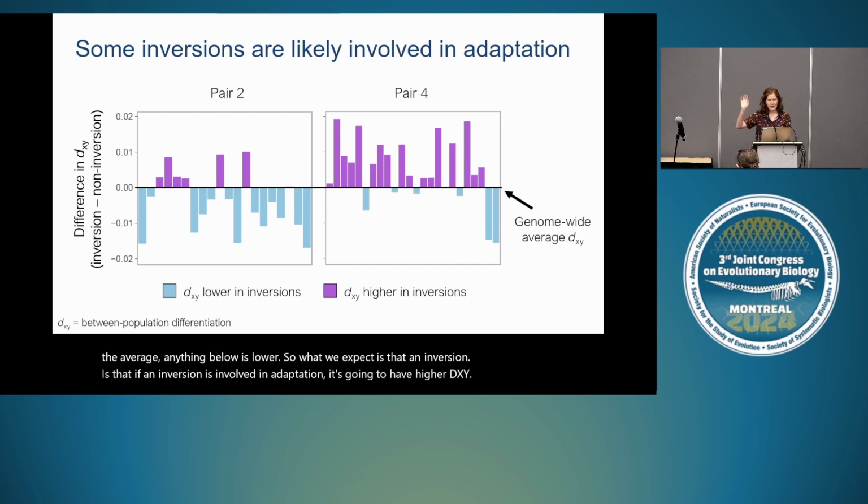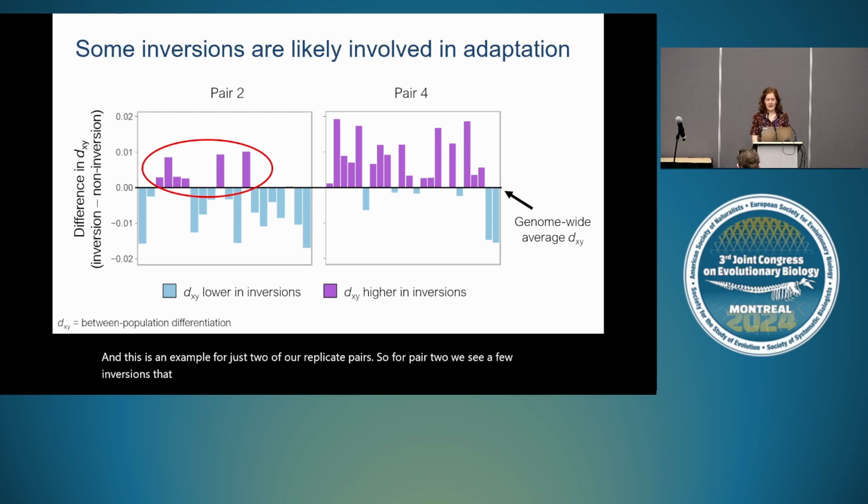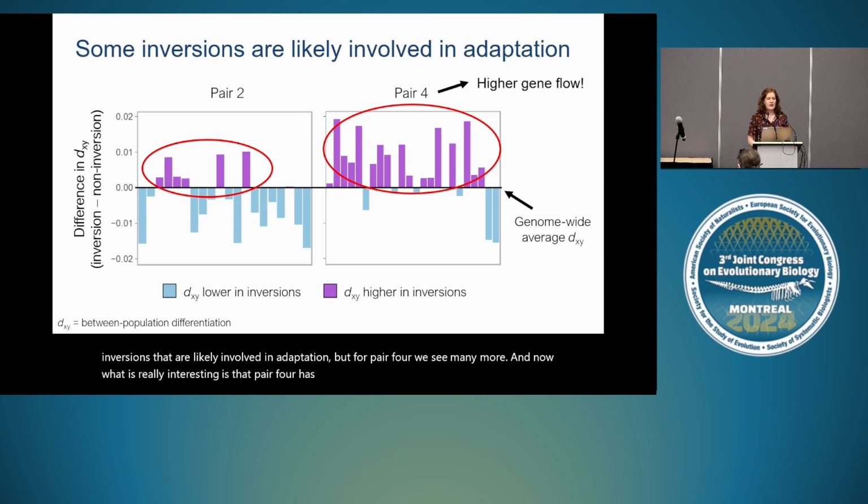And this is an example for just 2 of our replicate pairs. So for pair 2, we see a few inversions that are likely involved in adaptation, but for pair 4, we see many more. And now what is really interesting is that pair 4 has higher rates of gene flow. So this is everything we're kind of expecting from our theory that we were talking about before.